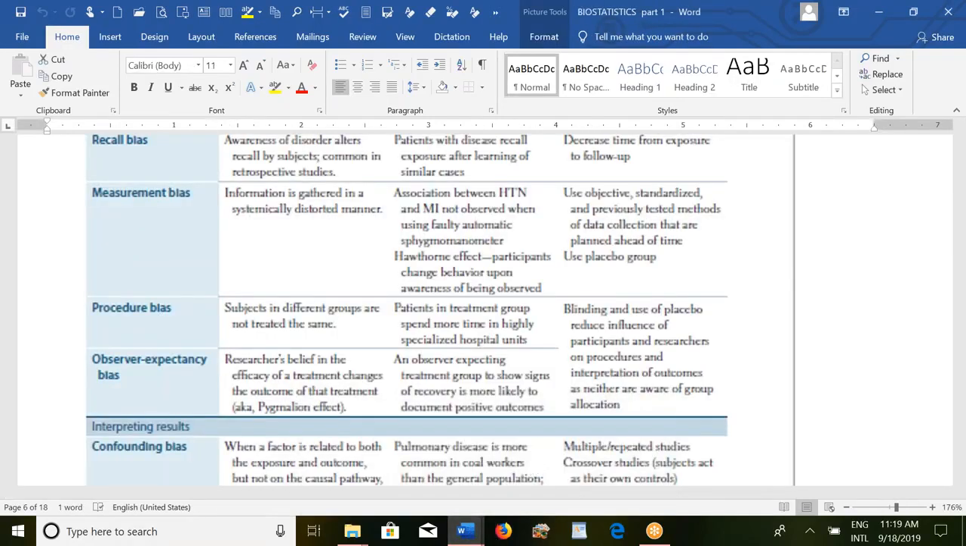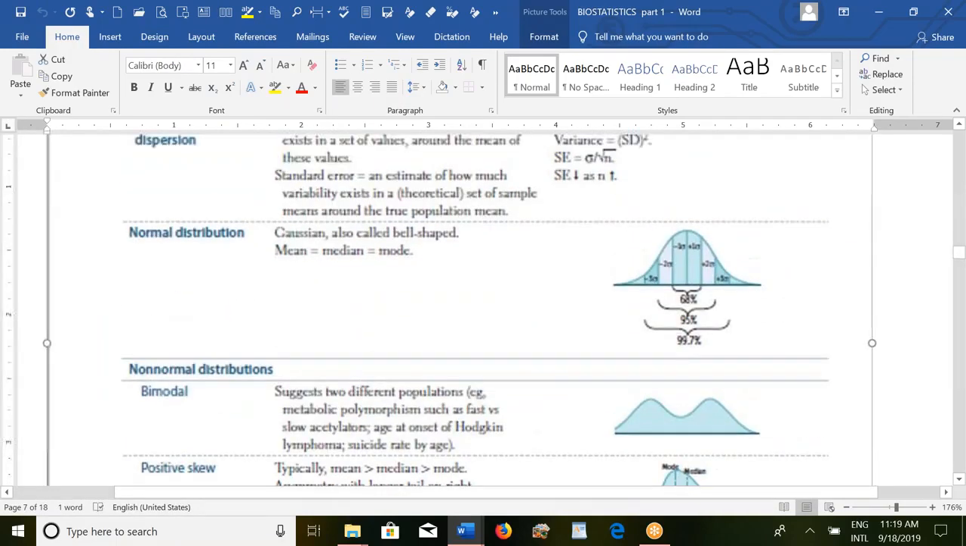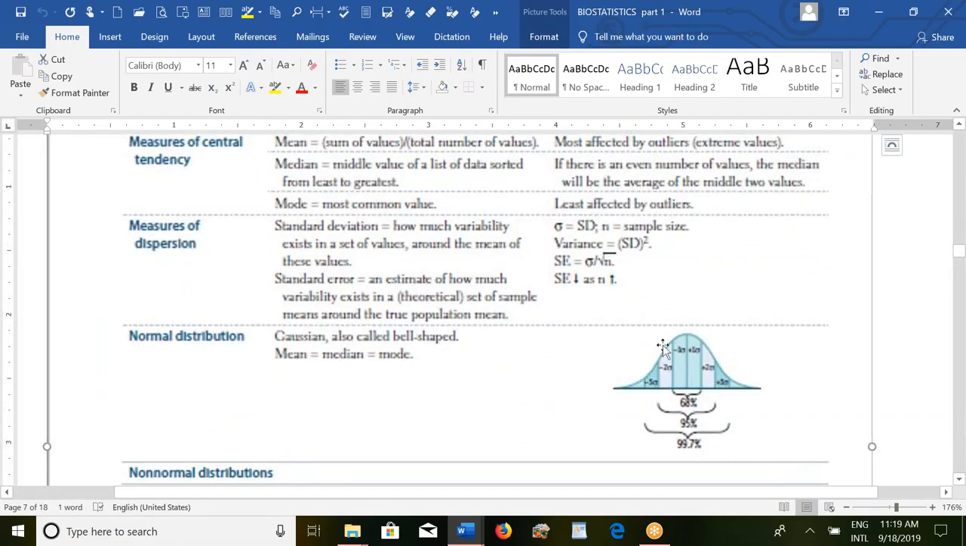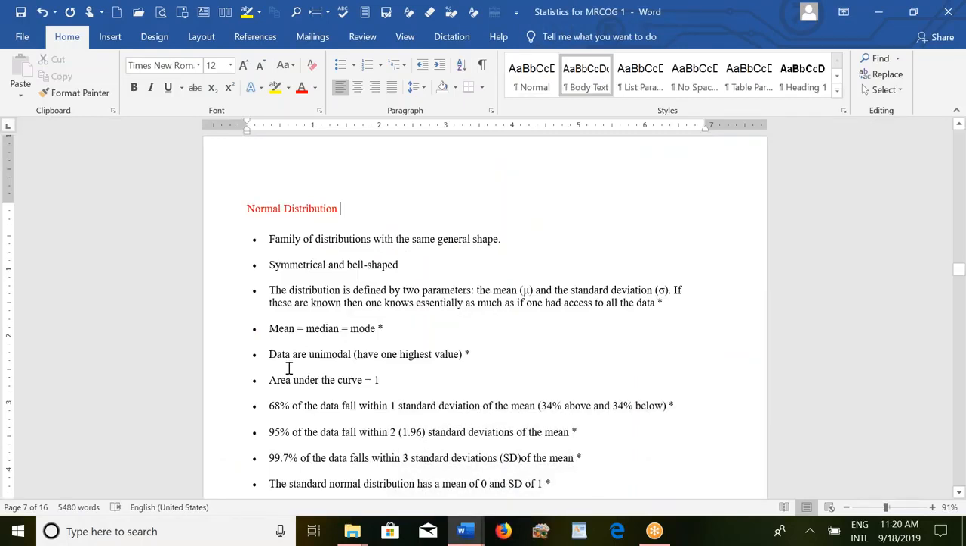We just revised that one also. This is the normal distribution. Okay, so just one peak is there and all the data is scattered around that one. So data are unimodal, they have one highest value and the area under the curve is considered 1. 68% of the data fall within one standard deviation of the mean, 34% will be above the mean and 34% will be below the mean. We have just seen that one.